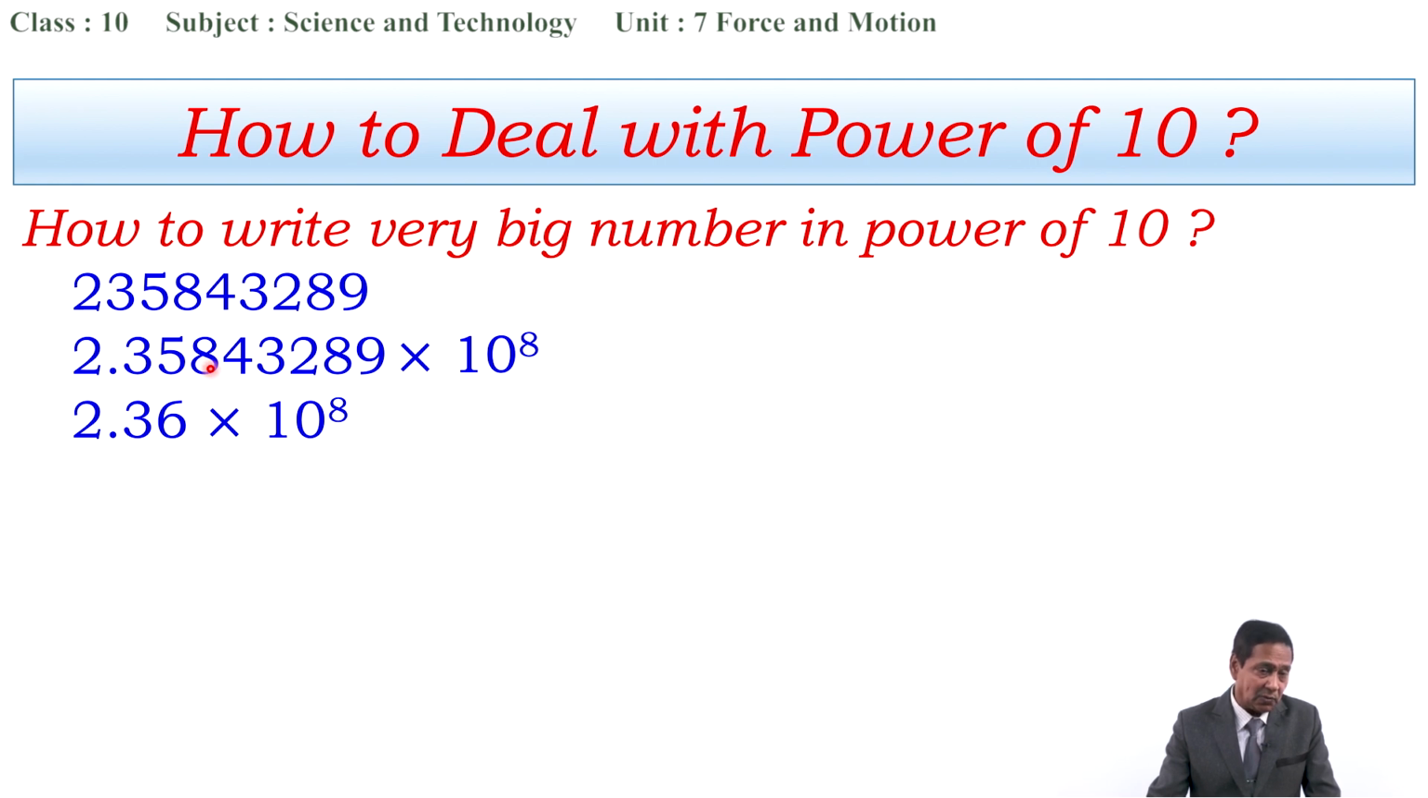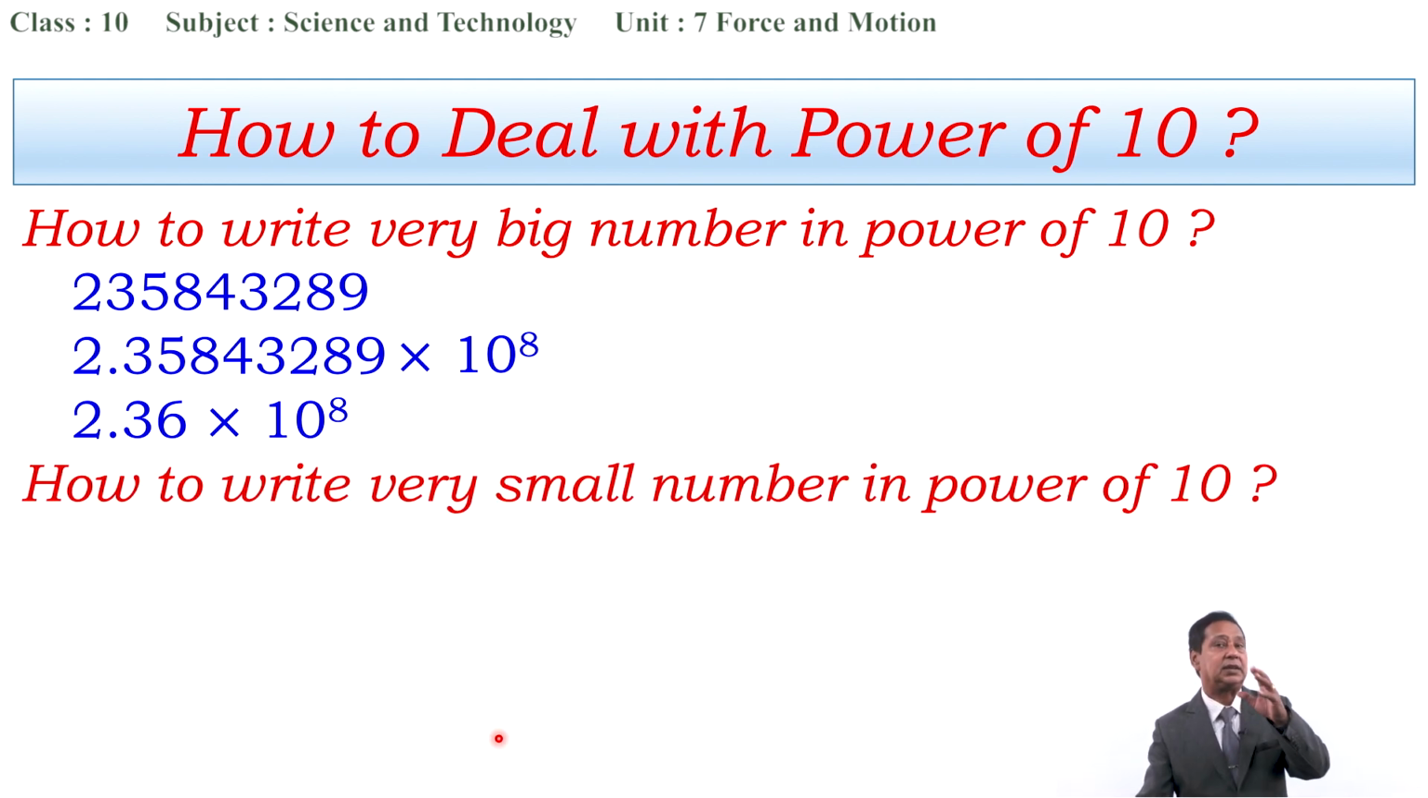That's why 1 is added to the second digit, and on average we can say that 2.36 into 10 power 8 is equivalent to this second expression. Yes, and this number is used while solving numerical problems. This way we have to deal with power of 10. Now let's talk about very small numbers also. How to write a very small number in power of 10?